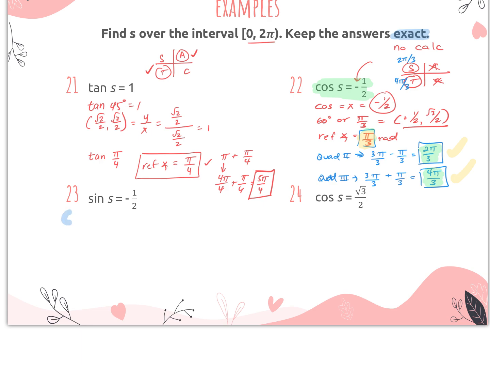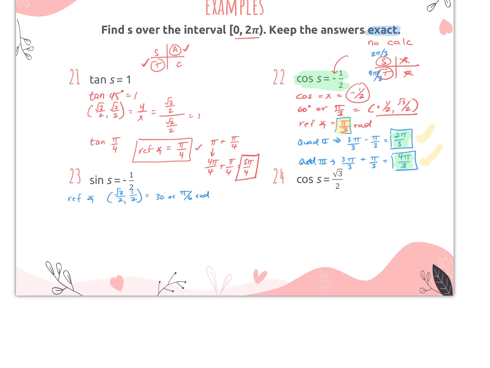I know that I have an ordered pair. There's a reference angle that's going to have an ordered pair. The x is going to be square root of 3 over 2, and the y is going to be a half. And I know that this is 30 degrees or pi over 6 radians. And so I know that I'm dealing with a 30 degree or a pi over 6 radian. Since this is in radians, I know that my reference angle for this problem is going to be pi over 6.